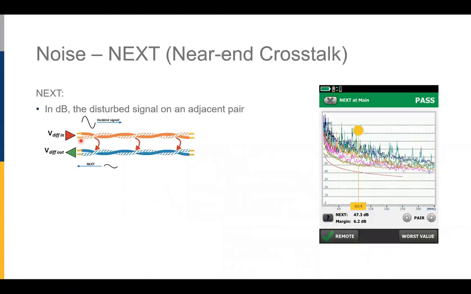So again, here are 2 pairs. We transmit a signal on one pair and we listen on the adjacent side for a coupled signal that's come across.